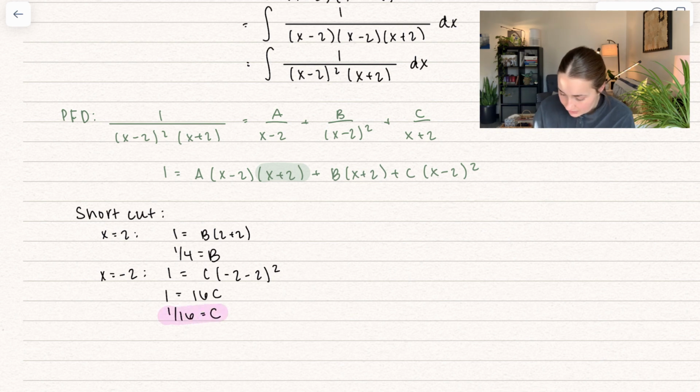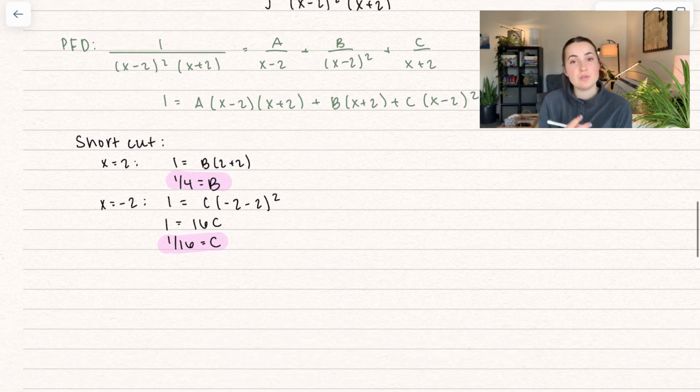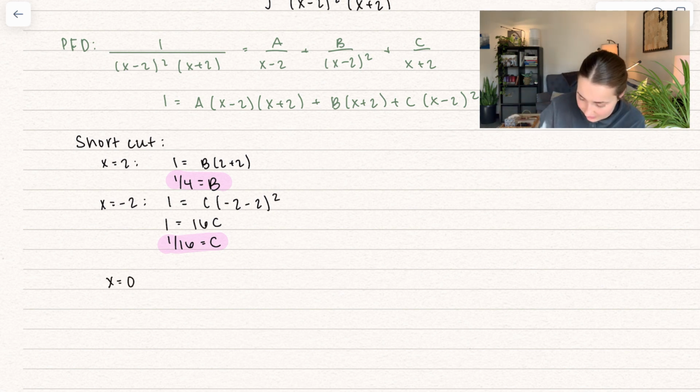So we have our c, we have our b, but we're missing our a. And there's no more zeros that we can plug in, right? Our only zeros are positive and -2. But since we already have 2 of the values, we can just plug in any value and solve for it. So let's just plug in x is equal to 0.